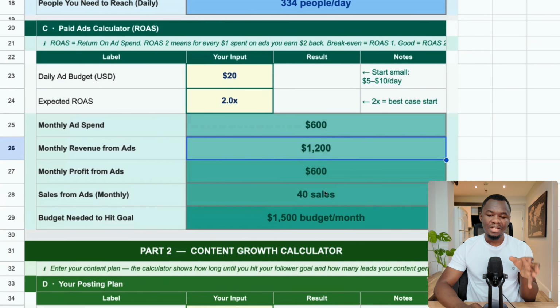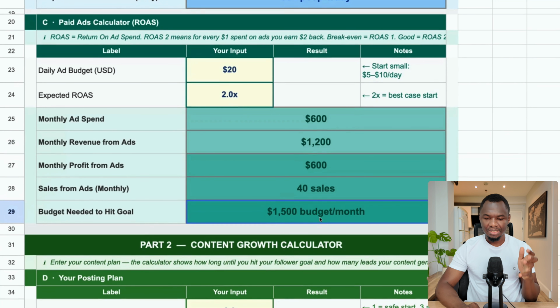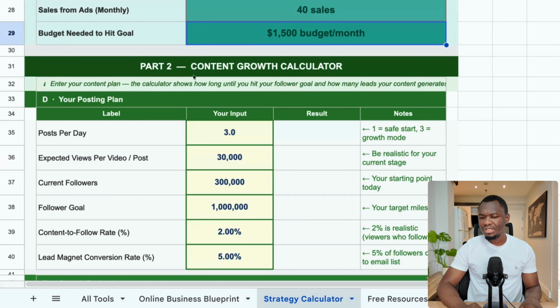So you just put in this budget for ads to run this. This is where we're going to look at our content growth calculator. The content growth calculator is here, we're going to look at our content strategy. What are the number of followers we need to make and how do we manage this?